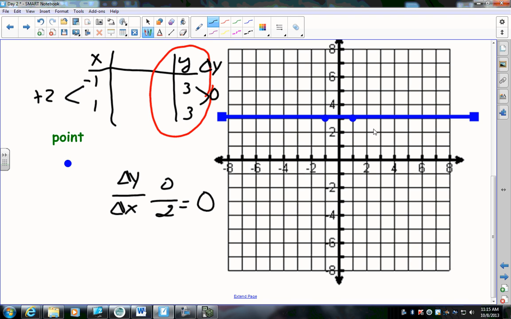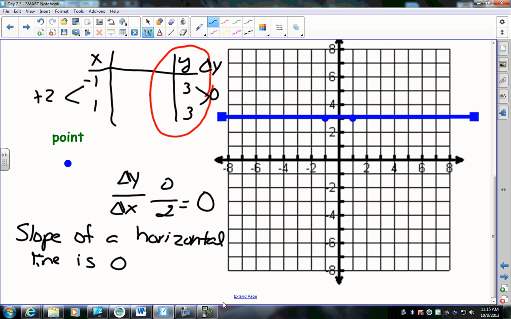Okay? Somewhere in your notes, star and highlight: a slope of a horizontal line is 0. We're going to move into this in just a second. The slope of a horizontal line is 0.